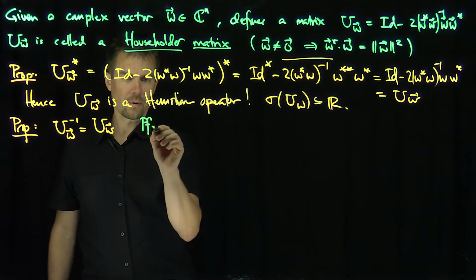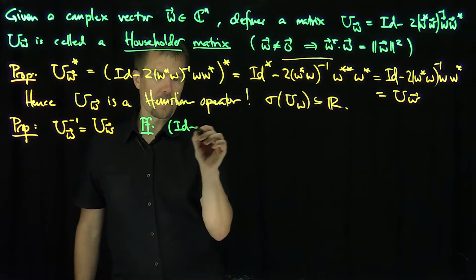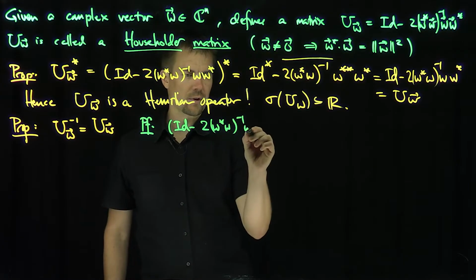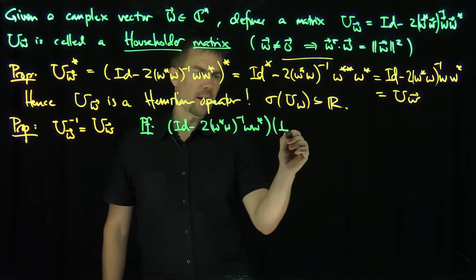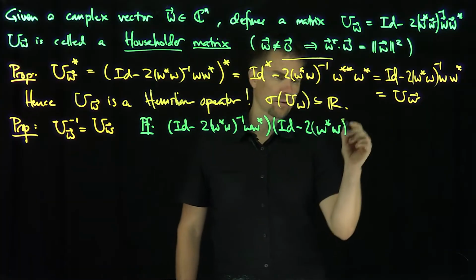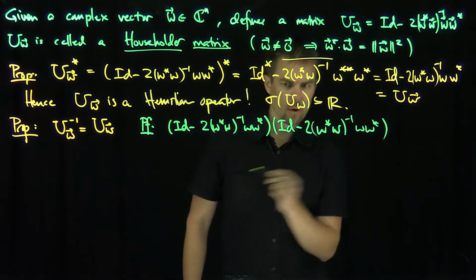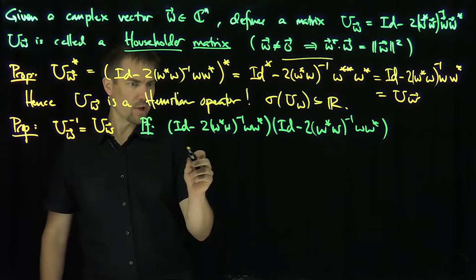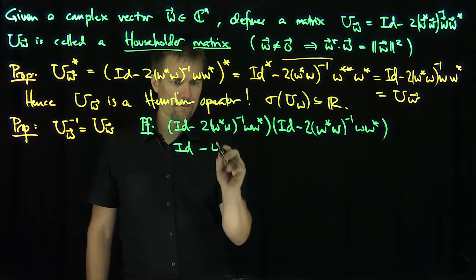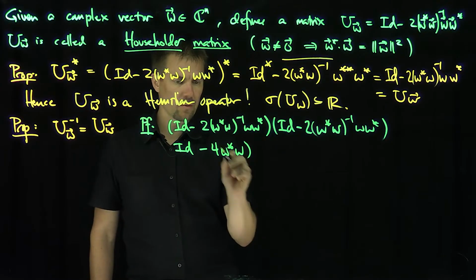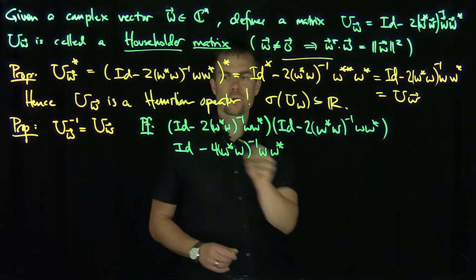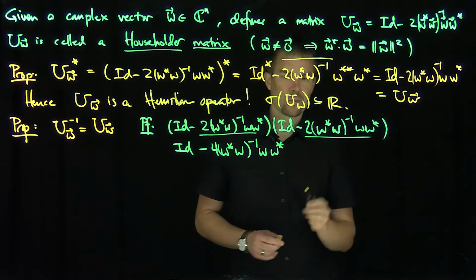Proof. If I look at the identity minus 2 (W star W) inverse in the direction of W W star, and I hit that with the identity minus 2 (W star W) inverse W W star. What's going to happen over here? So let's distribute this out and see what we get. We're going to have the identity over here. Then these terms will just multiply with the identity. So I'm going to get a total of 4 of these things, (W star W) inverse W W star, like that. And then what happens when I do these two operators at the very end over here?